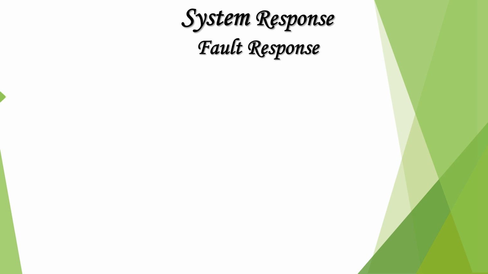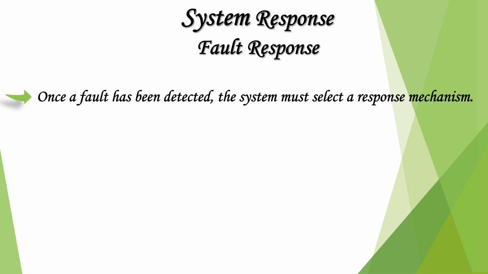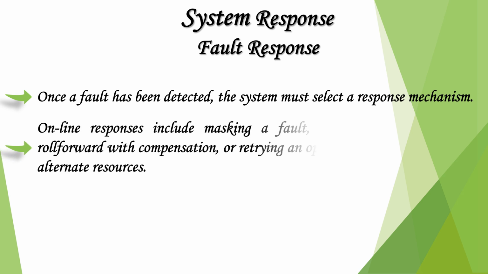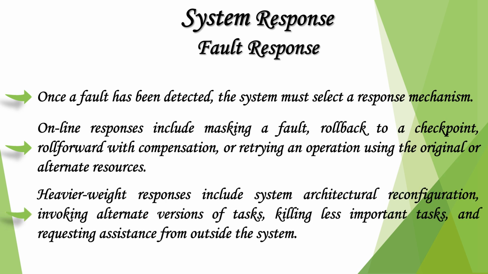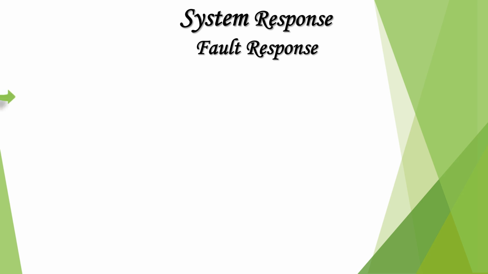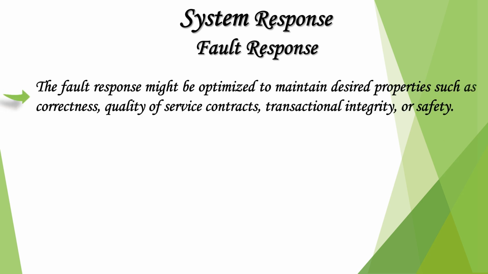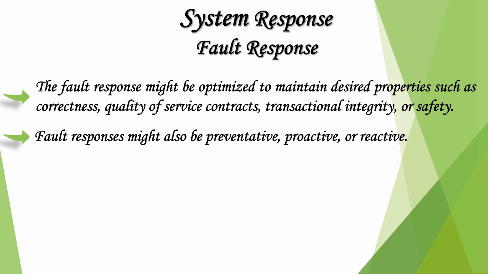Fault response. Once a fault has been detected, the system must select a response mechanism. Online responses include masking a fault, roll back to a checkpoint, roll forward with compensation, or retrying an operation using the original or alternate resources. Heavier weight responses include system architectural reconfiguration, invoking alternate versions of tasks, killing less important tasks, and requesting assistance from outside the system. The fault response might be optimized to maintain desired properties such as correctness, quality of service contracts, transactional integrity, or safety. Fault responses might also be preventative, proactive, or reactive.